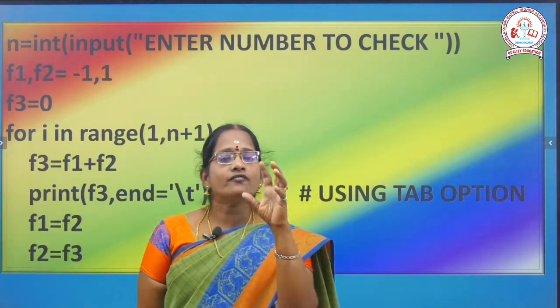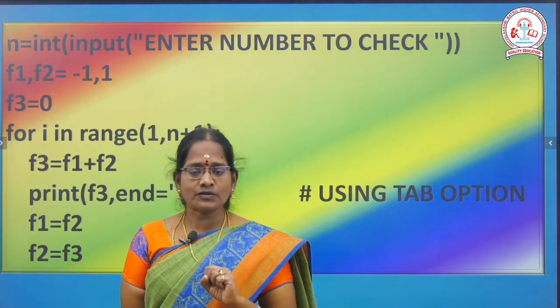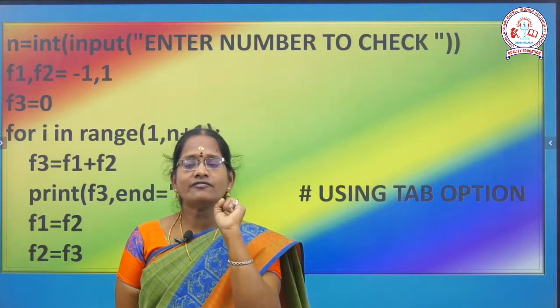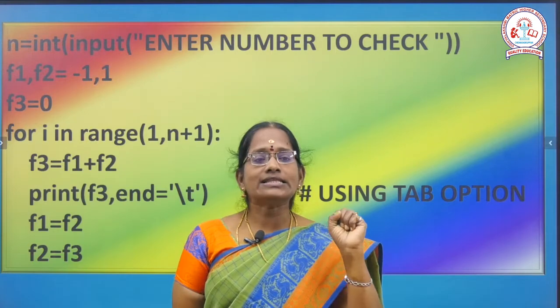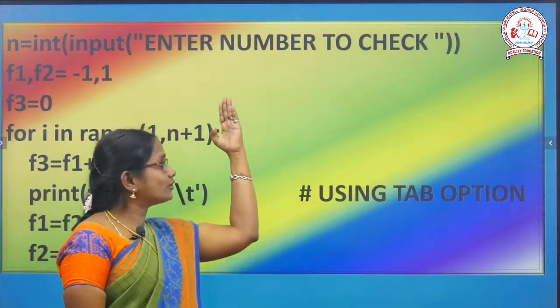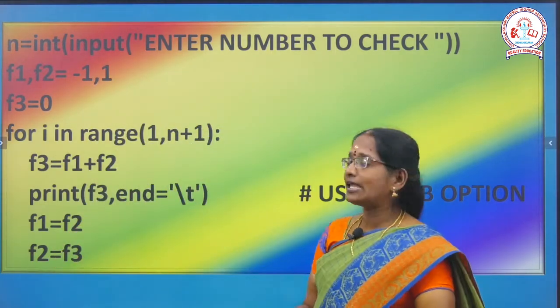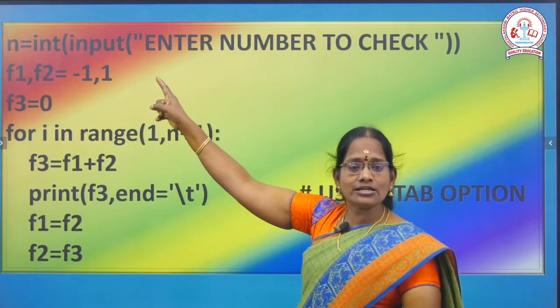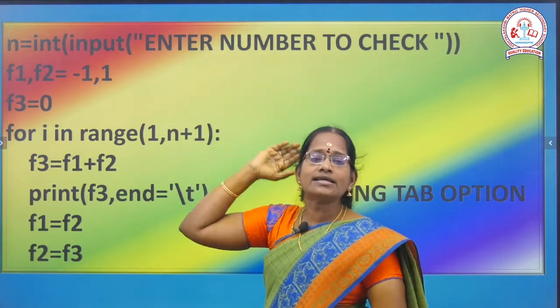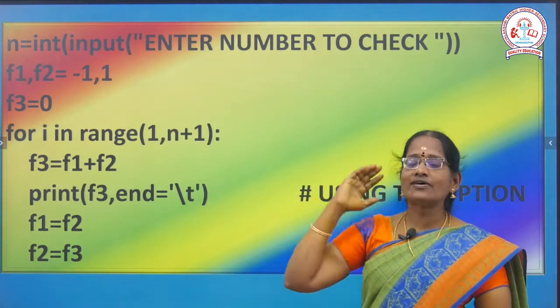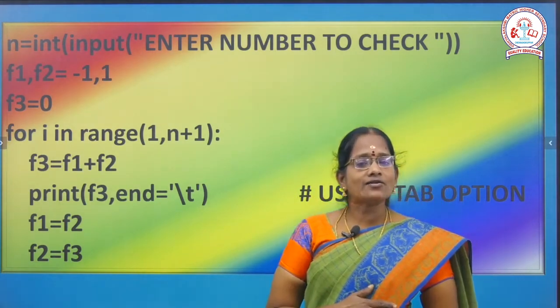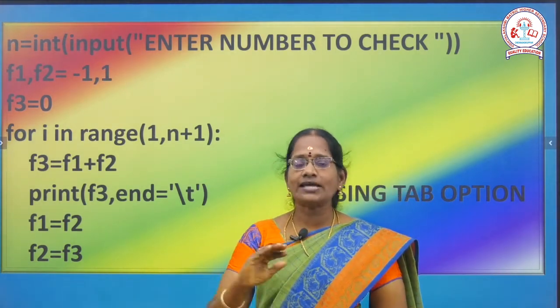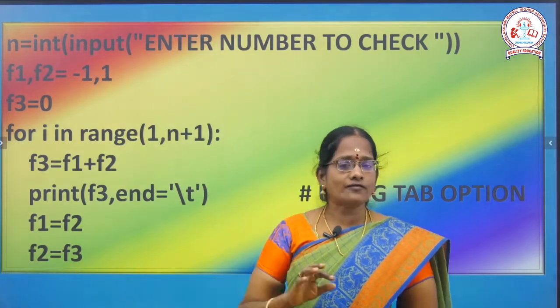We get the value from the user. What is the value of n? We accept it from the user. So in the first statement we execute the value of n. n is equal to input, enter a number to check. What is the value of n that we want to calculate? The user enters some value.